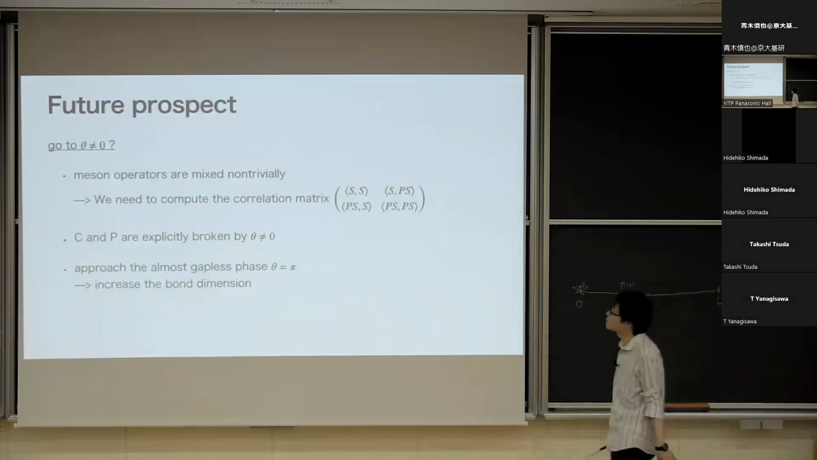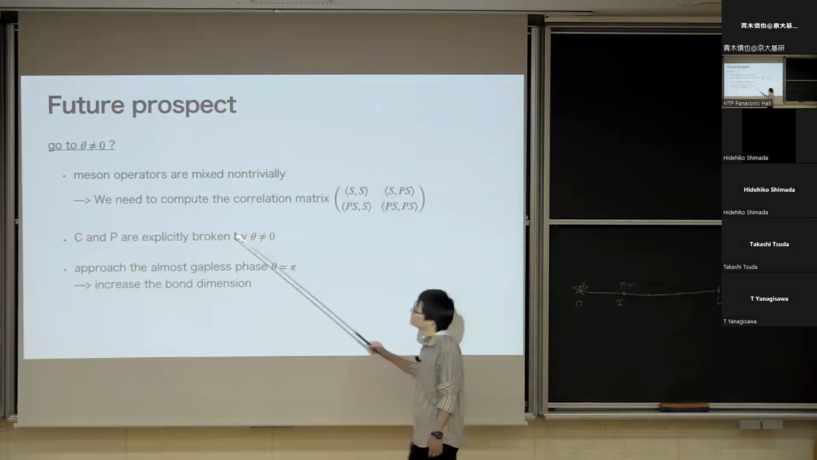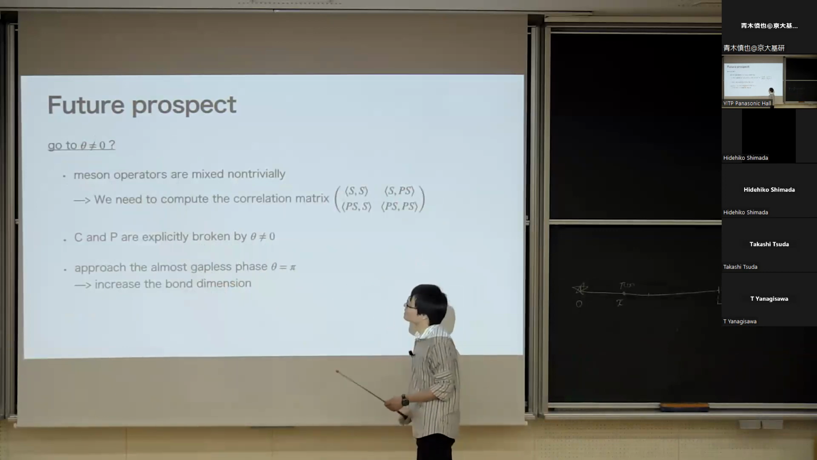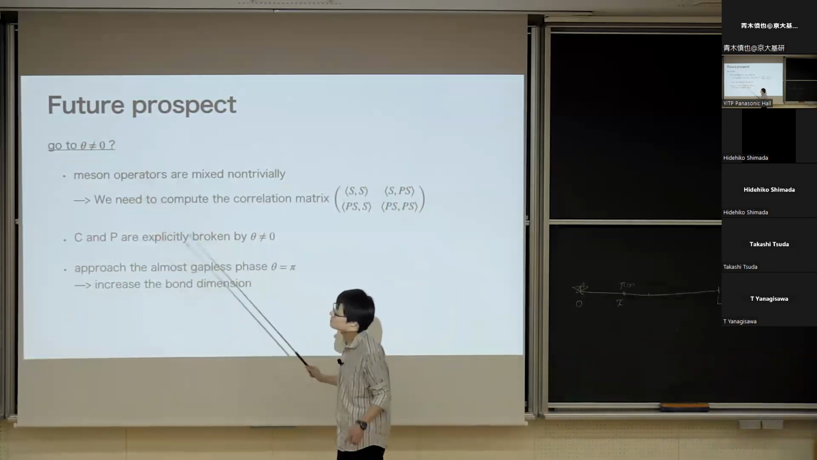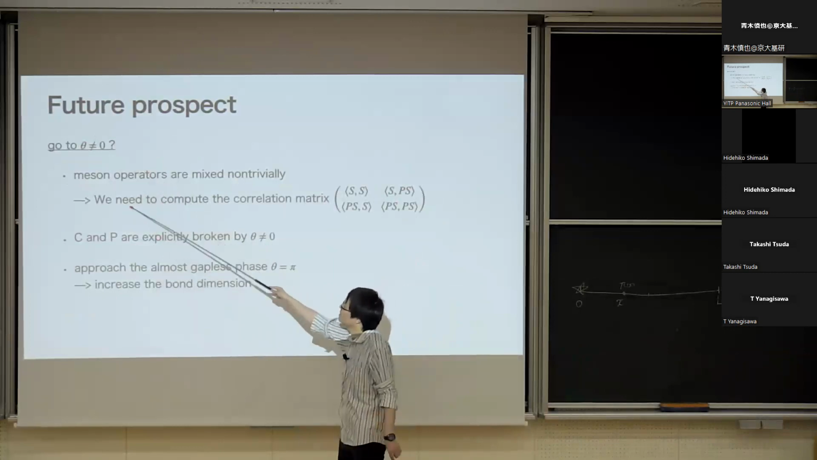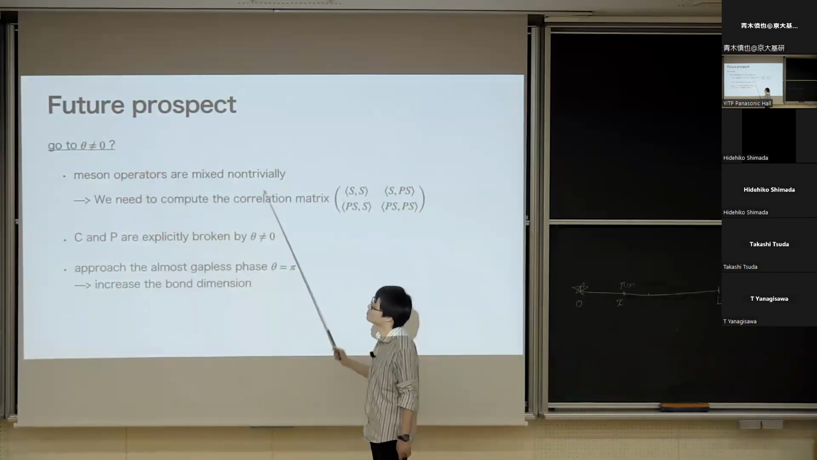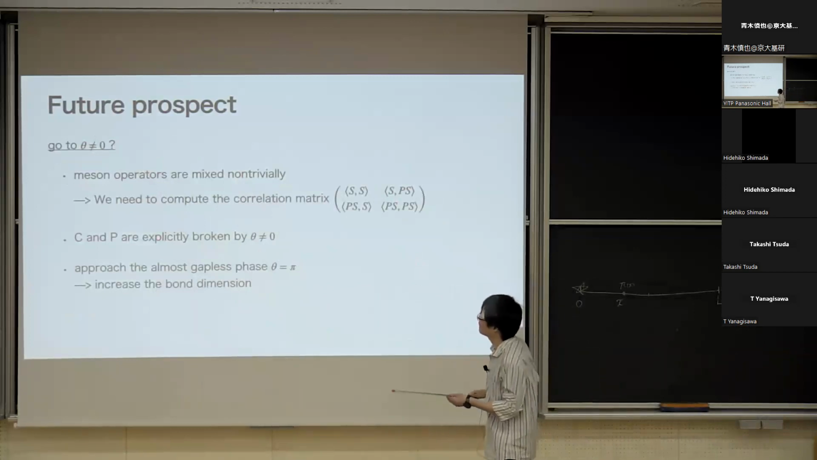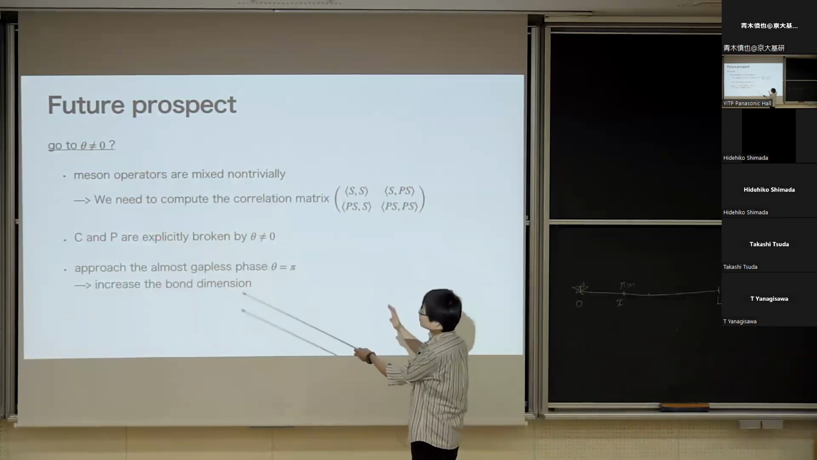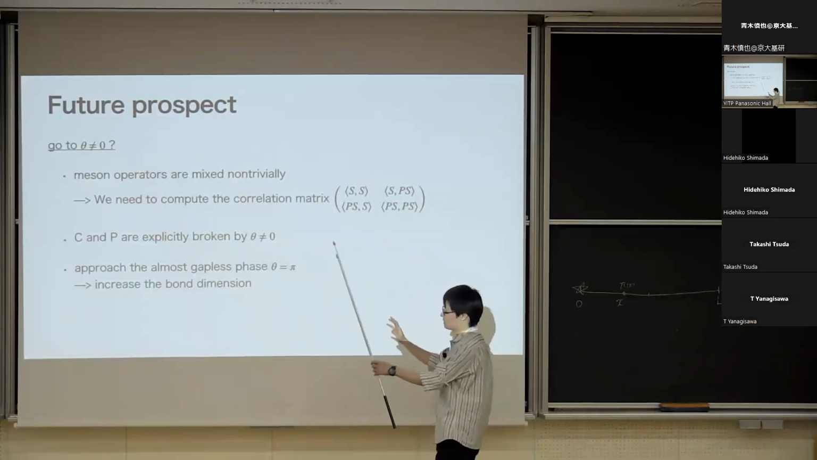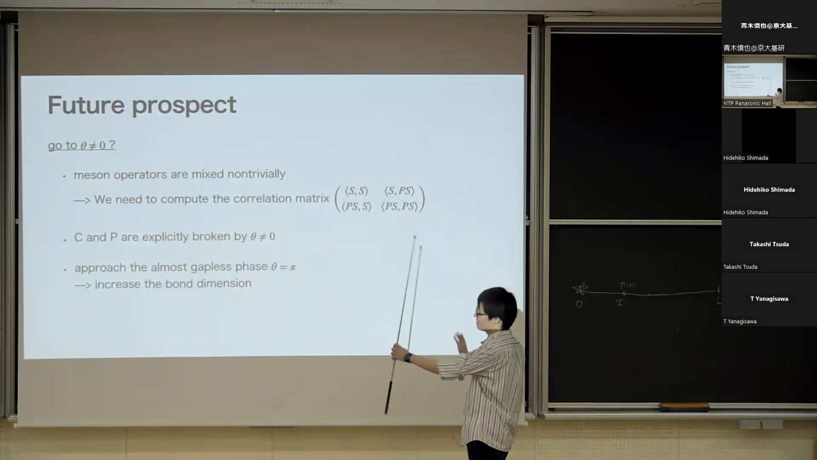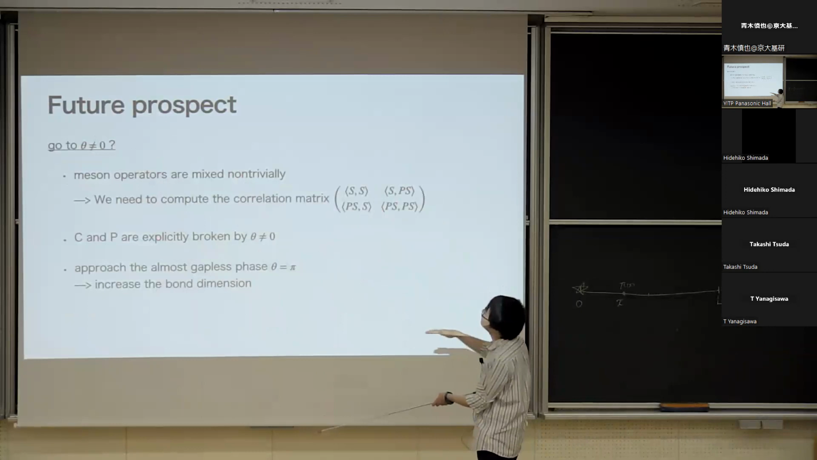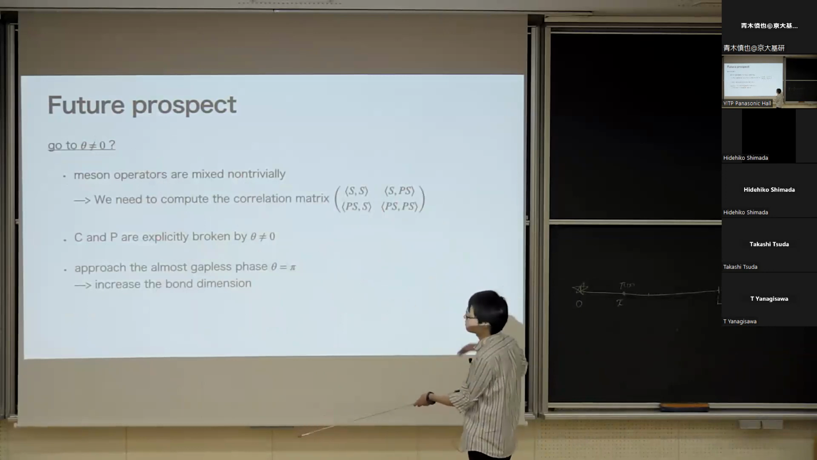So let me explain future prospects. In particular, we are interested in the non-zero theta region. So what is the difficulty in the non-zero theta region compared to theta 0? One is that meson operators are mixed non-trivially. I mean, the theta term mixes operators of, for example, eta and sigma. It's a rotation in the complex plane of scalar versus pseudo-scalar observables.